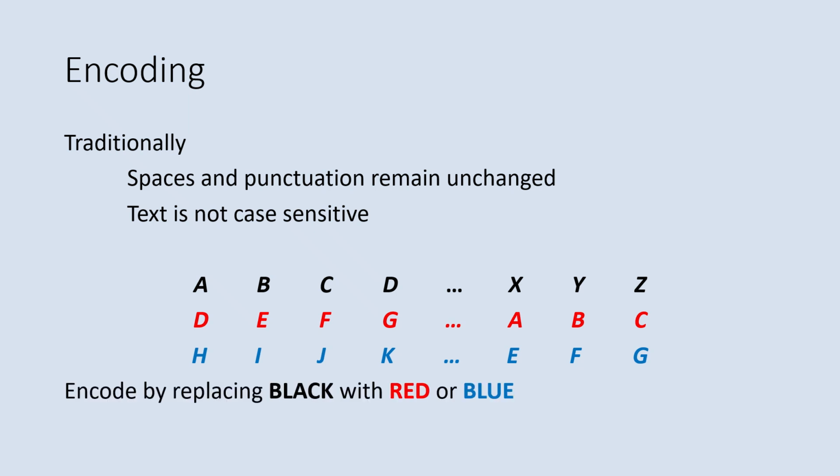Okay, so we encode by replacing the black letters, in this case just for color coding. The black letters get replaced with the red letters, or the black letters get replaced with the blue letters, but we're not mixing and matching right now. If we decide we're going with red, the +3 shift, then we're always using the red line. If we decide we're going with a +7, we're always using the blue line. If we decide we're going with a plus whatever, we'll go with whatever line that would correspond to.